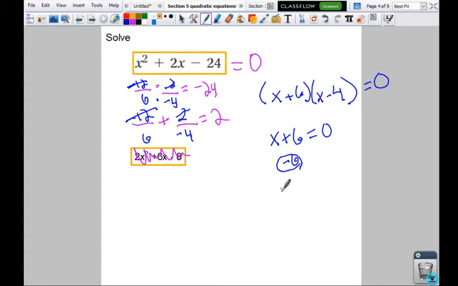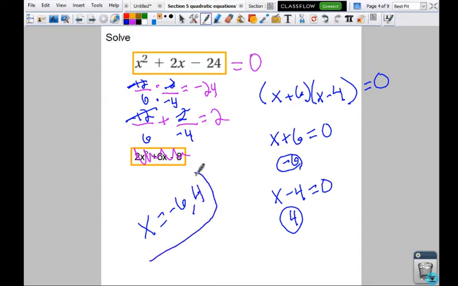For my second parenthesis, I'm going to go x minus 4 equals 0. And then I have to figure out what can I plug in for x. That'd be 4. So those are my two answers. I have x equals negative 6 and positive 4. I need them both. We haven't learned these yet. We're about to. Okay, let's teach the next part.